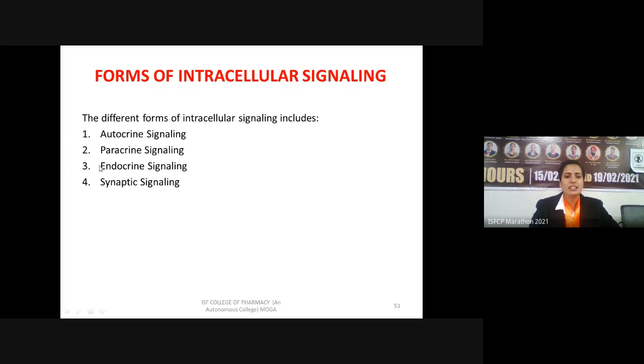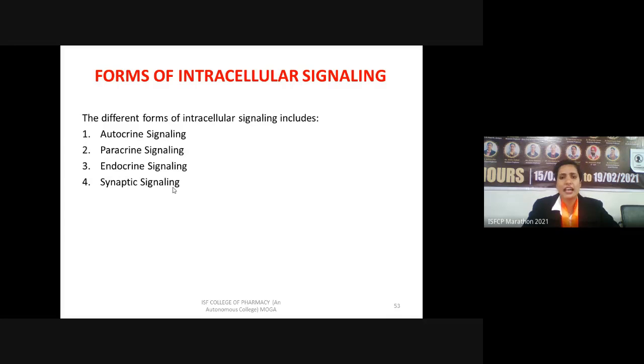So what is the synaptic signaling? It is also the form of the paracrine signaling. But in that case, it especially involves the neuron. So in that case, the one neuron was the presynaptic neuron, other was postsynaptic neuron. So there was a gap between the neurons known as synapse.